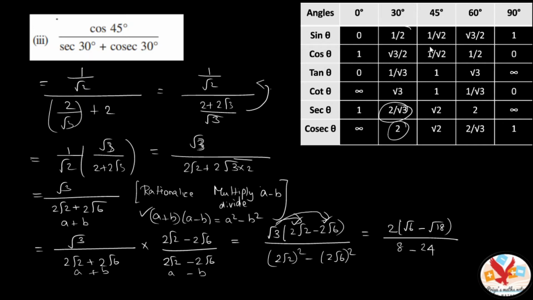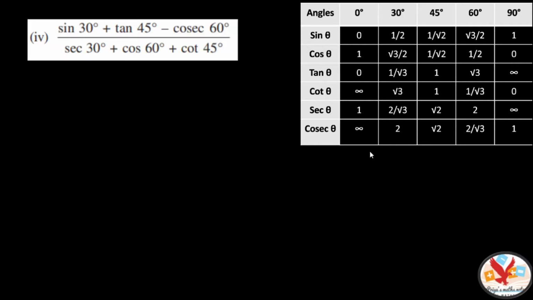Therefore, which implies 2 into root 6 minus what is root 18? 9 into 2. Bring the 9 outside the root, it will become root 3, so 3 root 2 by, here it is nothing but minus 16. Now cancel out the 2 here, minus 8. Bring the minus in the numerator, which is nothing but 3 root 2 minus root 6 by 8, which is the answer.